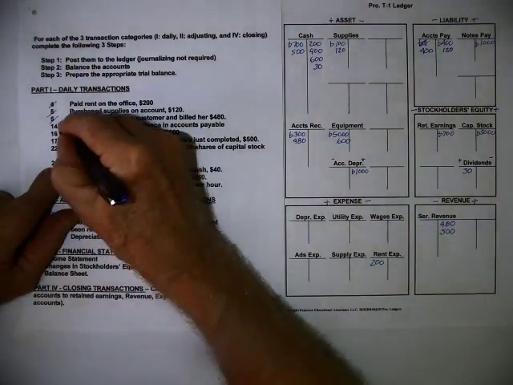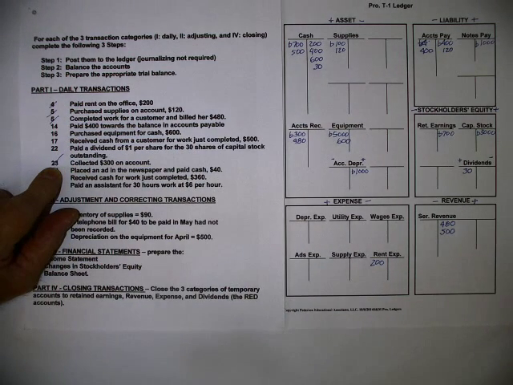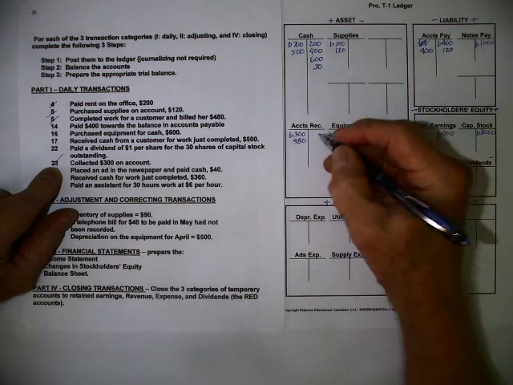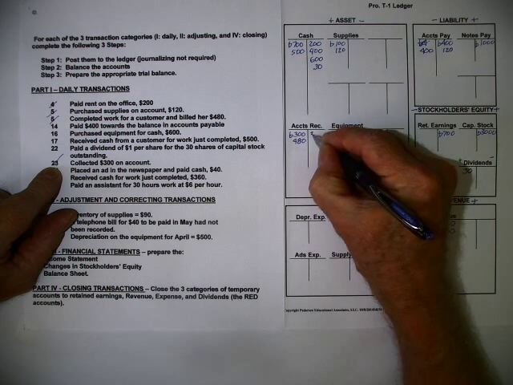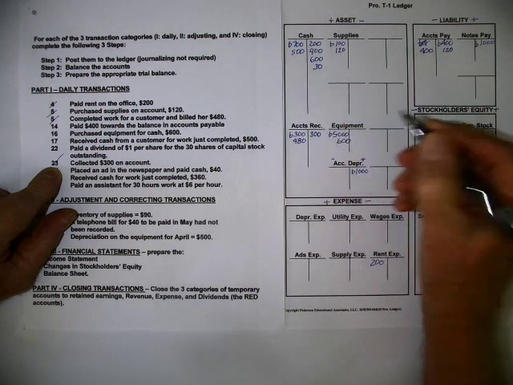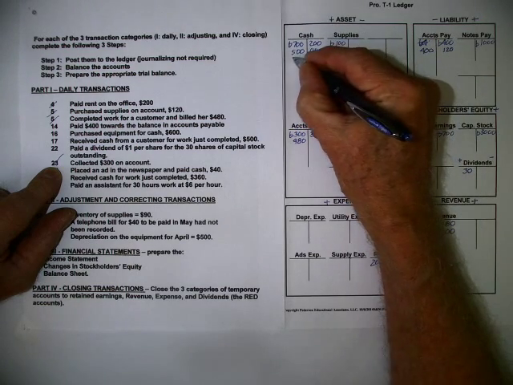On the 23rd, we collected $300 on account. All right, so we're going to decrease accounts receivable by $300 because customers don't owe us as much, and we're going to transfer it up to cash. There's our debit and credit there.